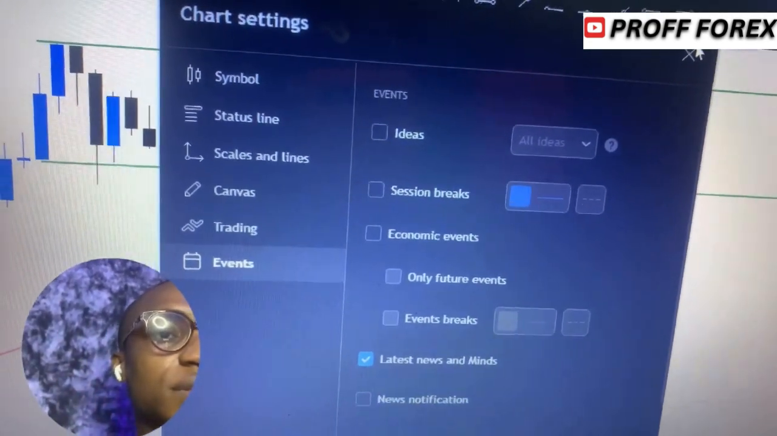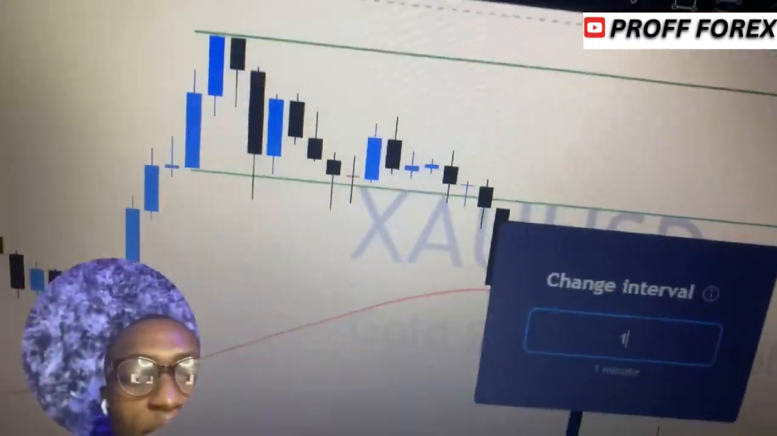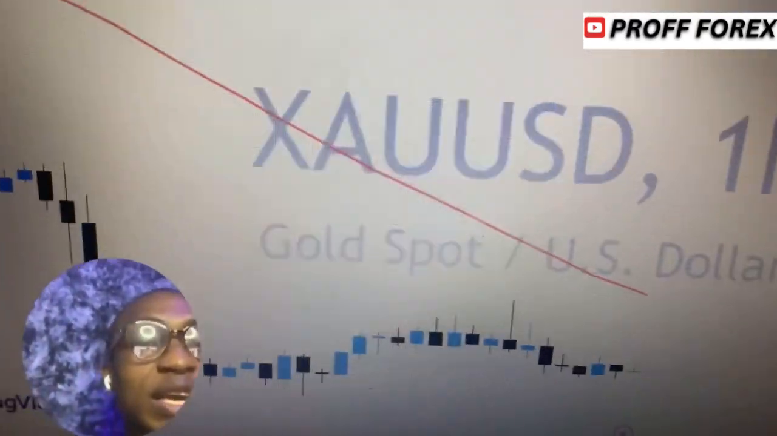Let me turn it off first. So I have turned it off now. So what are we expecting? Let me go to the 1-hour time frame. We are going to be expecting more sells for the week.